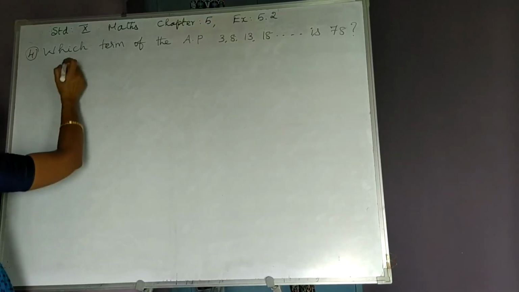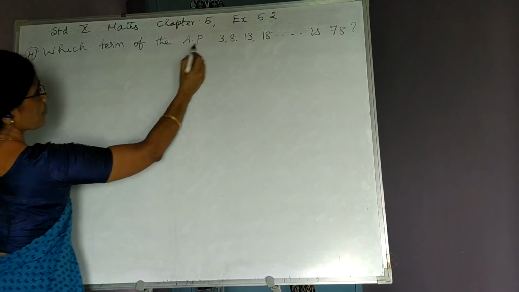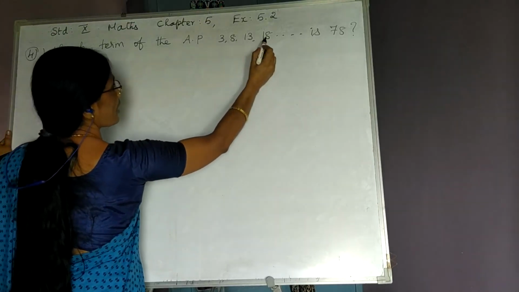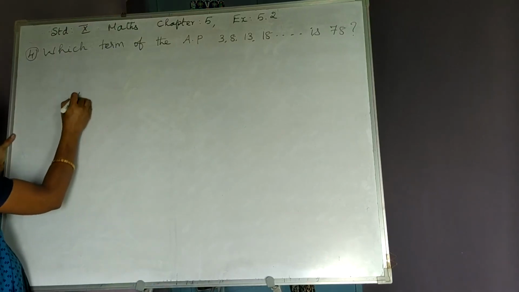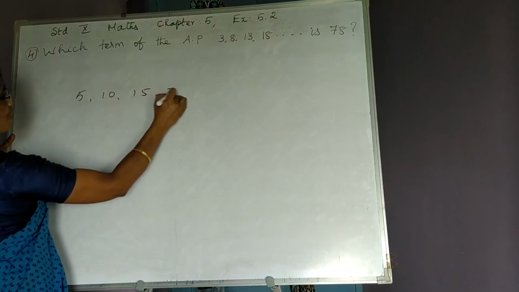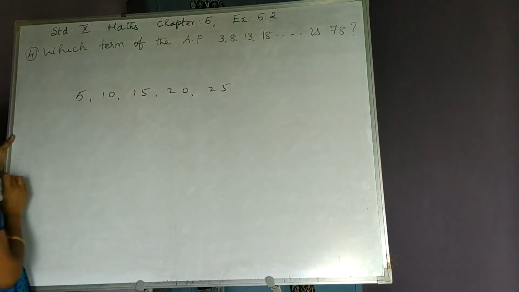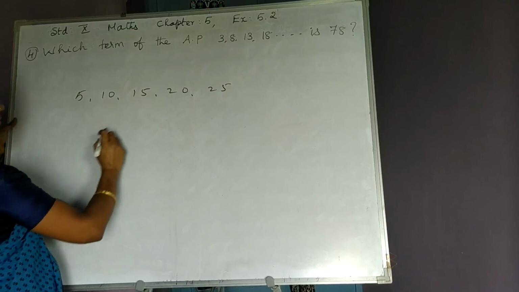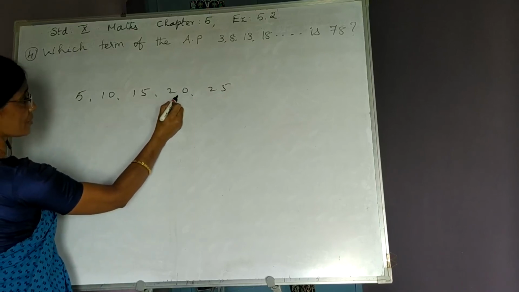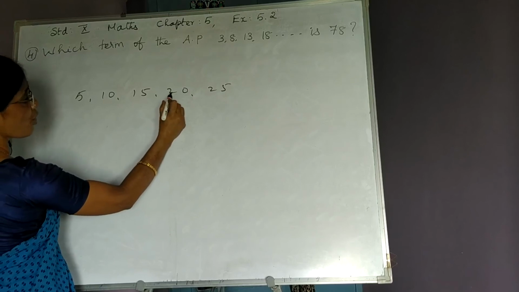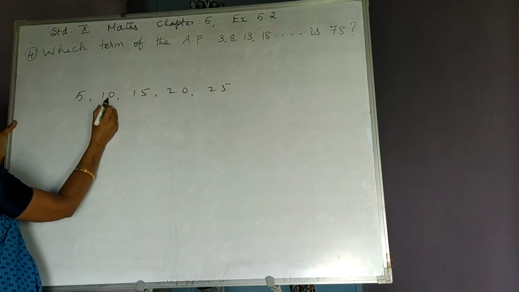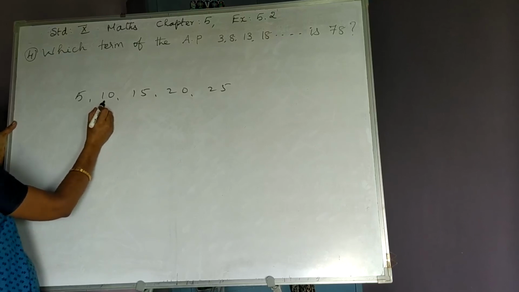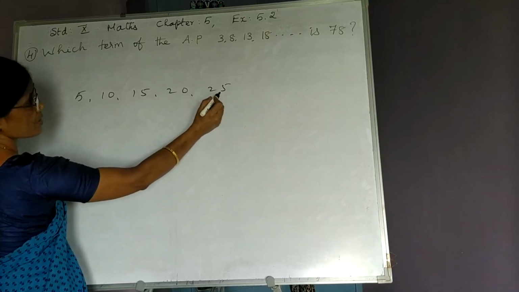The fourth question is, which term of the AP 3, 8, 13, 18 is 78? First we understand the question, which term. For example, if the AP is 5, 10, 15, 20, 25, I ask which term is 20? Fourth term is 20. The question is which term is 10? We answer second term is 10. Which term is 25? Fifth term is 25.